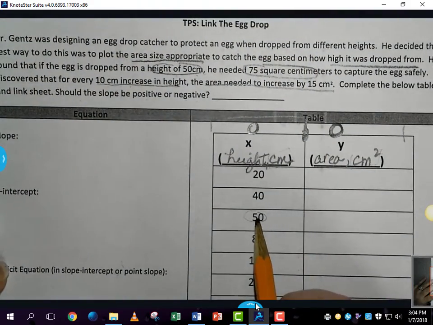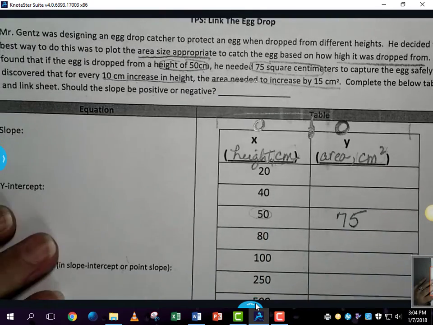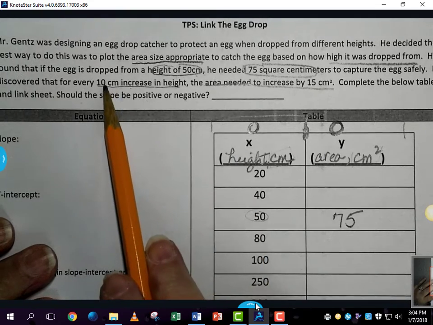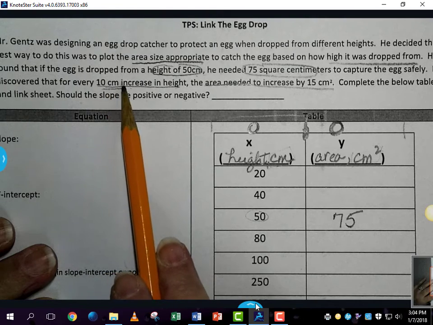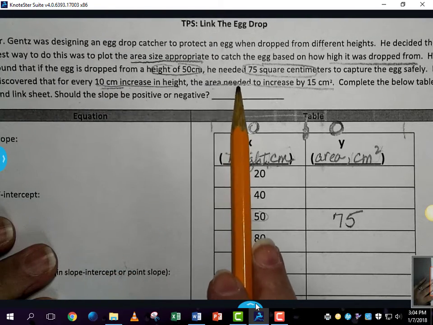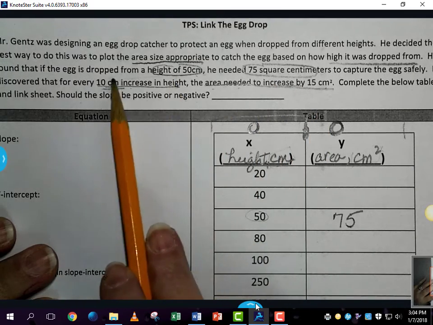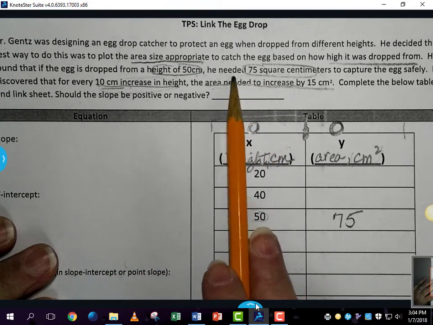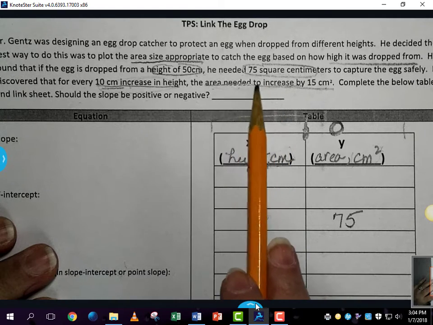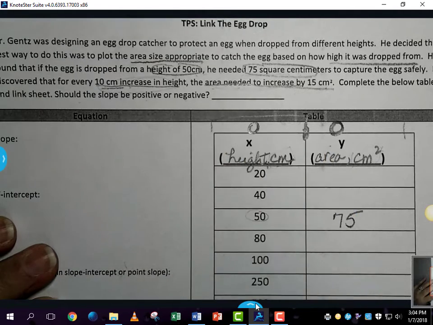Also, it told us already that at a height of 50 centimeters, we need to have 75 centimeters squared for our area. It goes on to say that every time the height of the egg increases by 10 centimeters, the area needs to increase. So as a result of our x changing, our value of y is increasing. Since our value of y, which is our dependent variable, is increasing, then our slope needs to be positive.